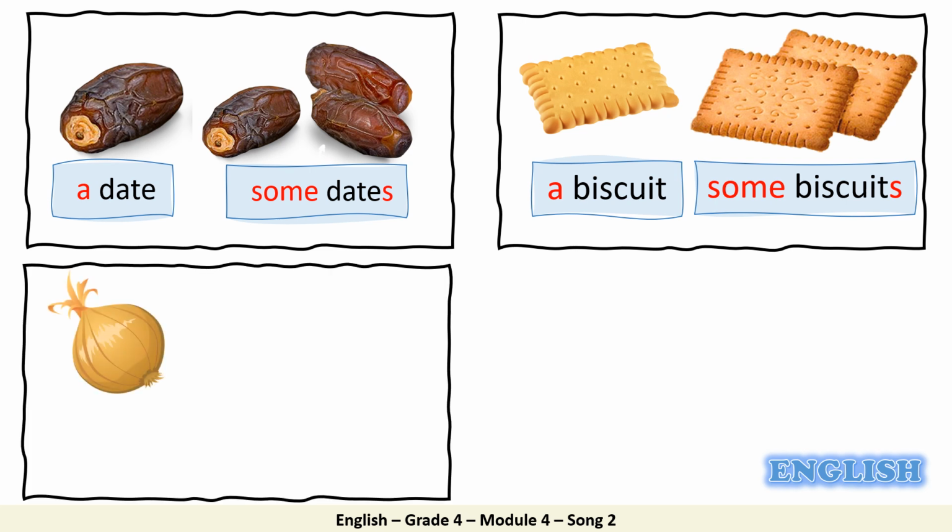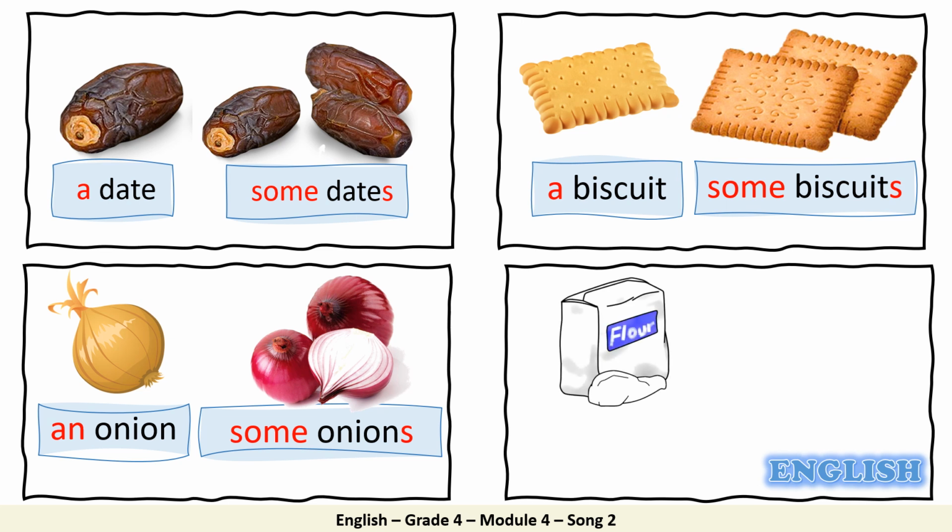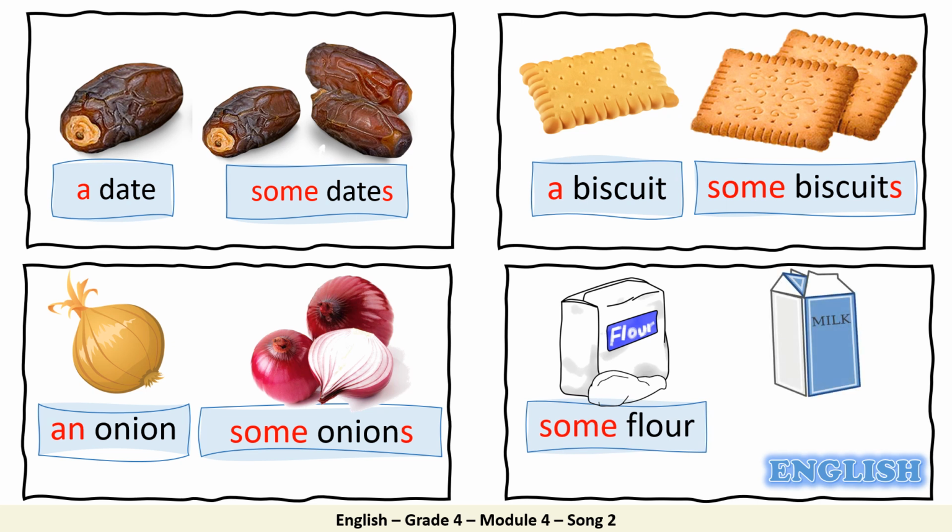Next, onion, an onion. And if it's more than one, some onions. And next, flour. I would say, some flour. And milk, also I would say, some milk.